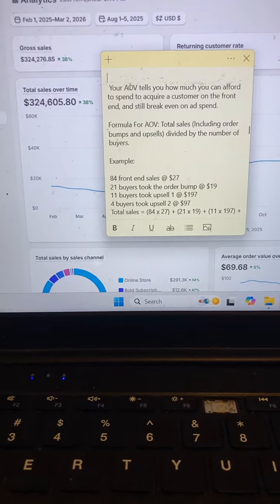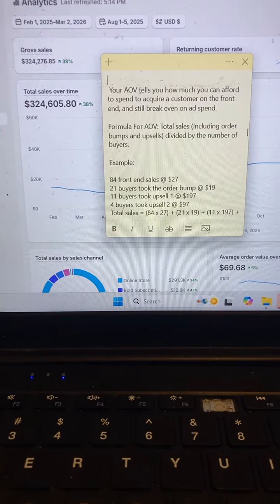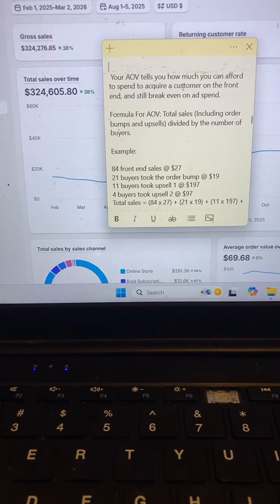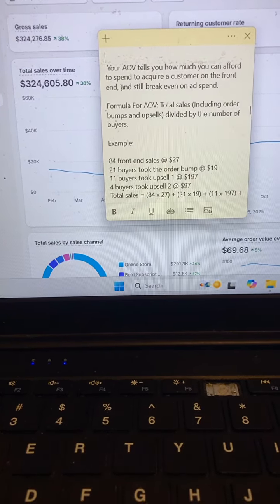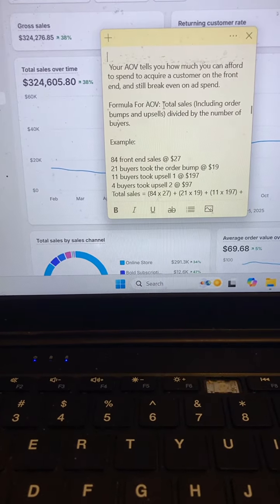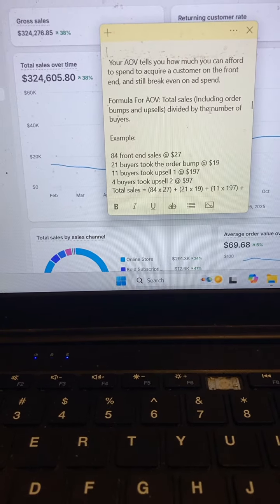So the next metric we're going to measure is going to be your average order value. And this basically tells you how much you can afford to spend to acquire a new customer on the front end and still break even on ad spend. So the formula for average order value is total sales, including bump sales and upsells, divided by the number of buyers.